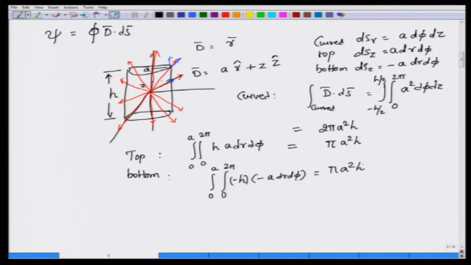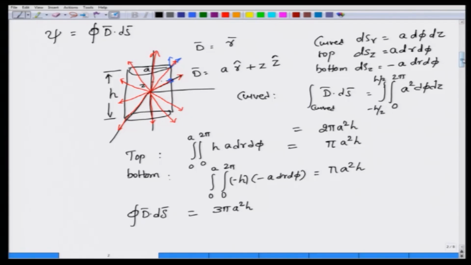So, the total contribution to the integral of D dot dS from all three surfaces can be added up, and for this cylindrical surface that we have considered, the integral of D dot dS will be equal to 3πa²h. Now, let us find this value by a different method.